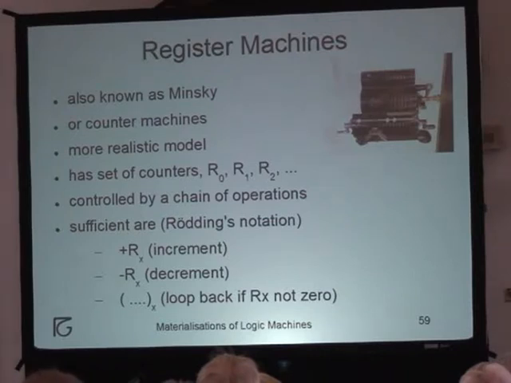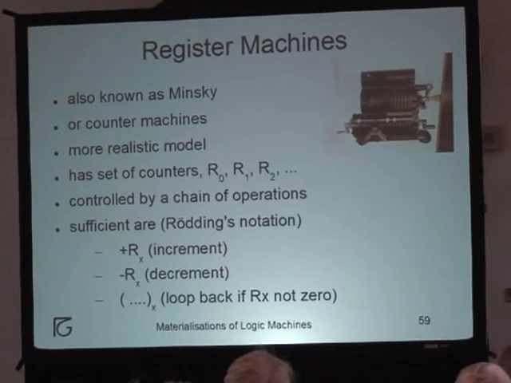So we go away from the state machines to machines that know operations. And you have only three operations. So it's really a mathematical model. You can increment a register, you can decrement a register, and you can repeat a loop. And that was one of the things that Hasenjaeger's collaborator, Dieter Rödding, found out, that you can do it in a structured way.